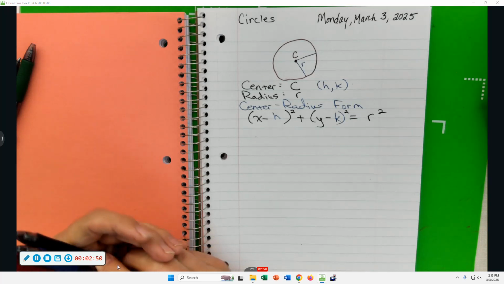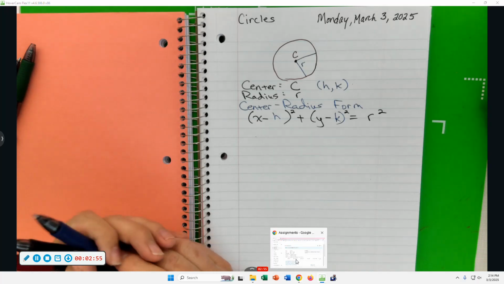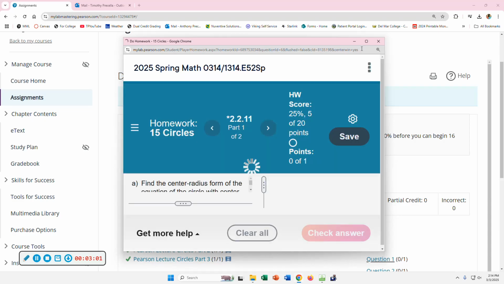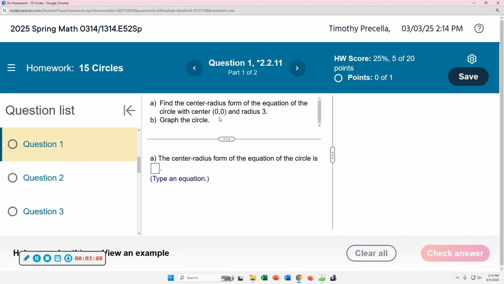And that's enough for us to get started with the homework. Looking at number 1. Find the center radius form of the equation of the circle with center at 0, 0 and radius 3. And then part B, they want us to graph the circle. Now realize, to graph a circle, you need to know the center and the radius. They could have asked us to graph the circle and then write the equation. But here they want us to find the equation first.